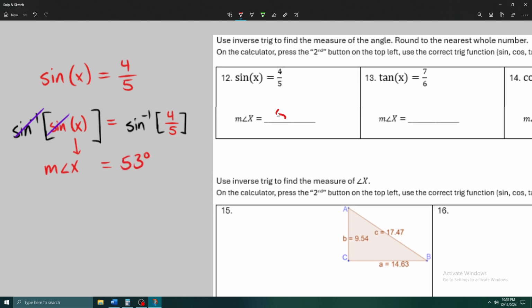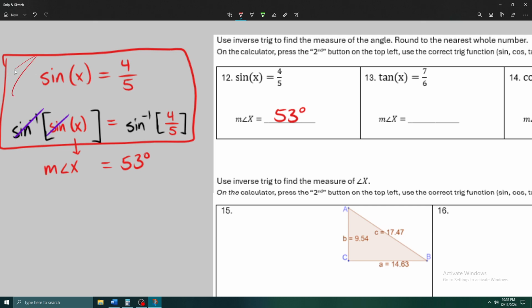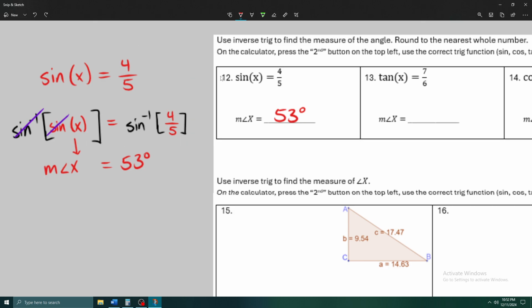So lucky for you guys, this is all very doable in a calculator, right? This is not necessary. You do not need to write this. I didn't give you space to write this. It is correct and it's useful to know, but it's not the end of the world, right?